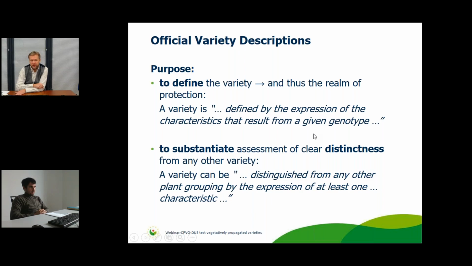First, the purpose of a variety description. First, it defines the realm of protection, and the definition of a variety says it is defined by the expression of the characteristics resulting from a given genotype. And the second purpose is to substantiate the assessment of clear distinctness from any other variety. The definition of a variety says it must be clearly distinguished from any other plant grouping by the expression of at least one characteristic.